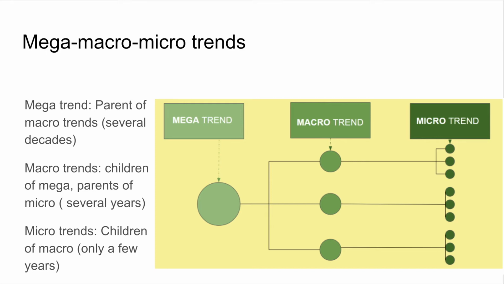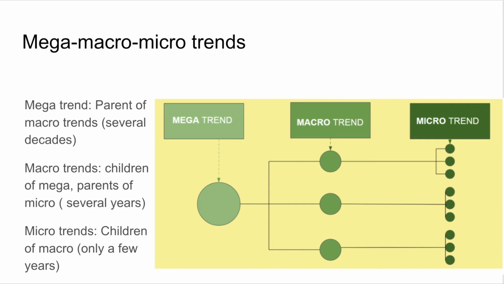Micro trends can also be only happening in designated areas. They can be happening within one country. They can be happening within a certain culture, but they'll always be an effect of a macro trend.